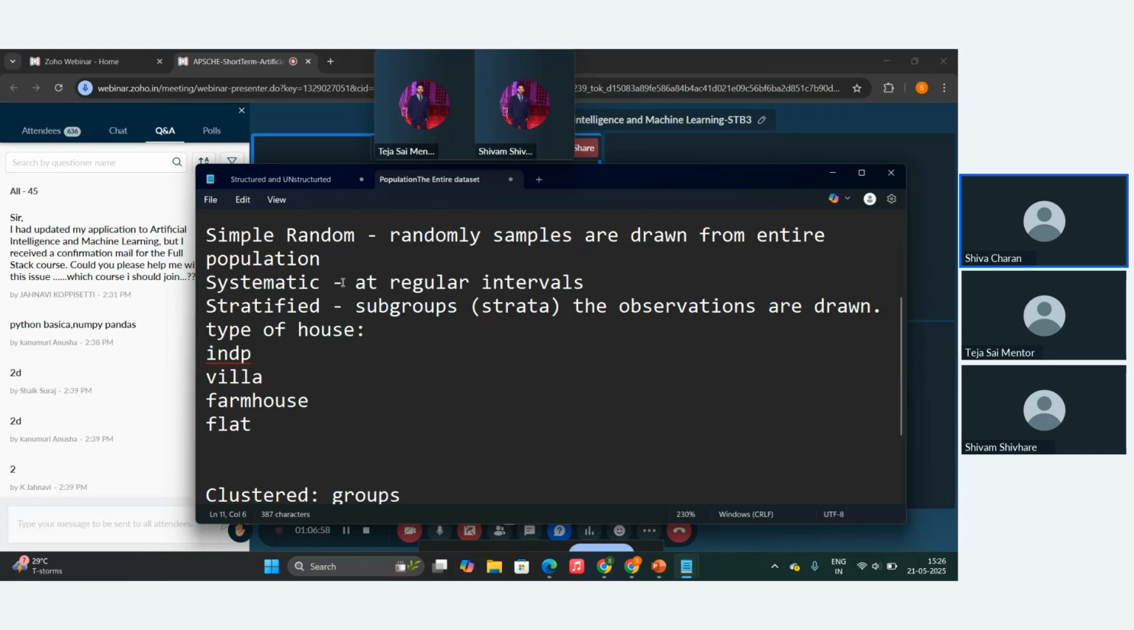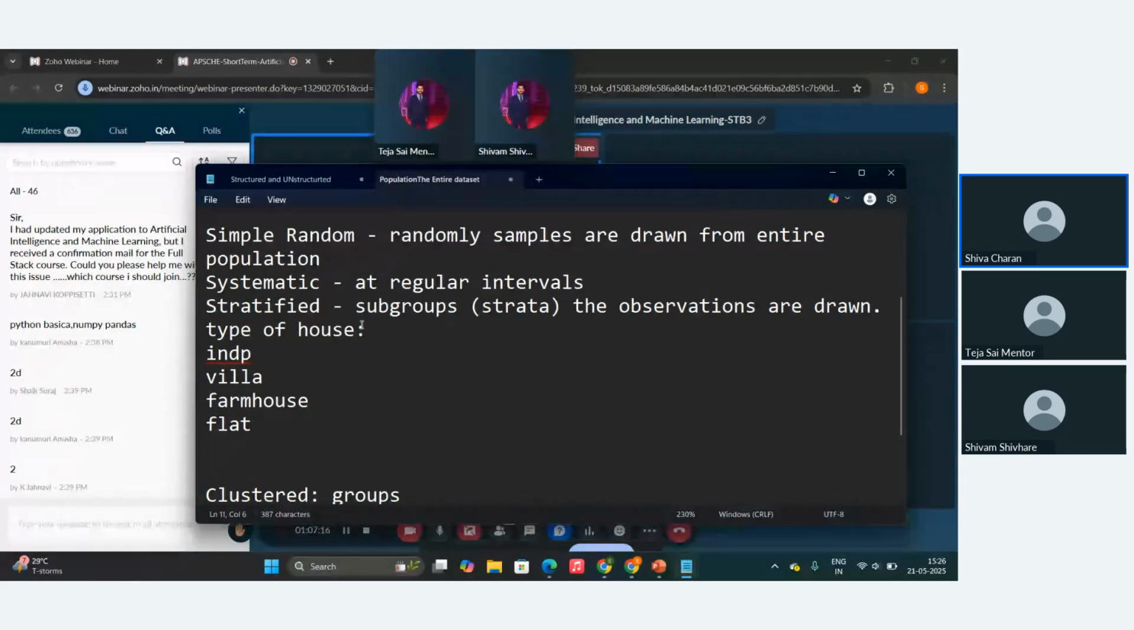I hope systematic and simple random is clear. Coming to stratified, stratified means subgroups. Dividing the data into subgroups is nothing but the strata, and the observations are drawn from the subgroups. From the subgroups only, the data points are drawn.